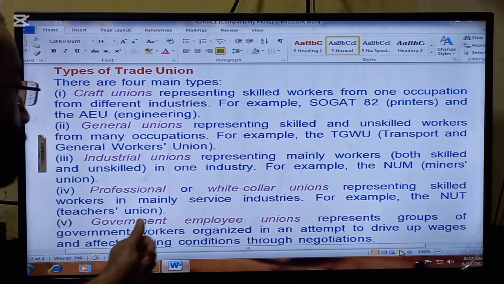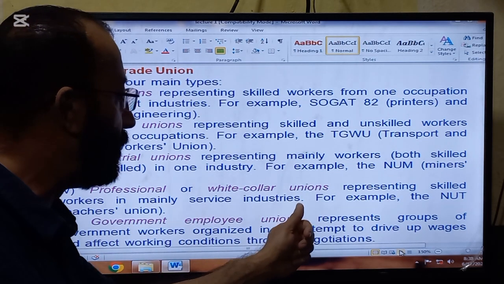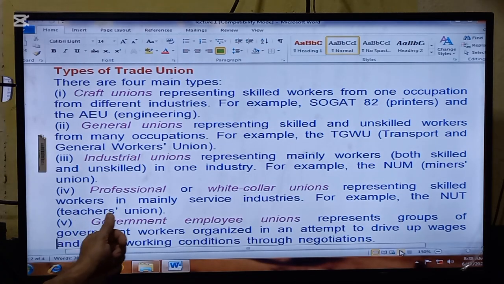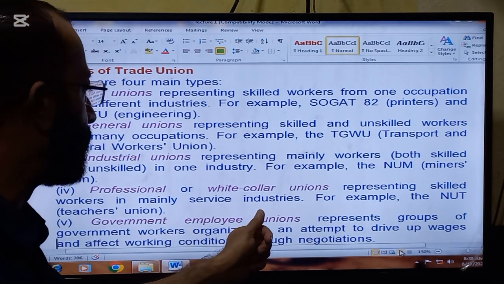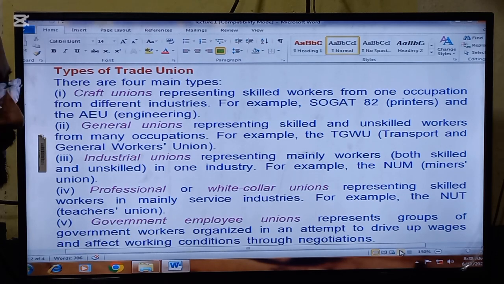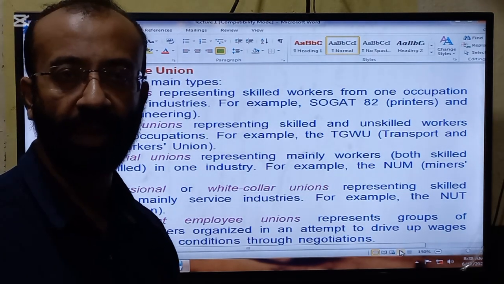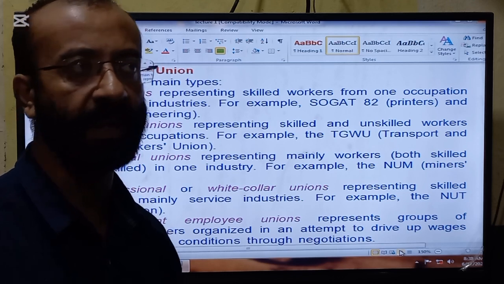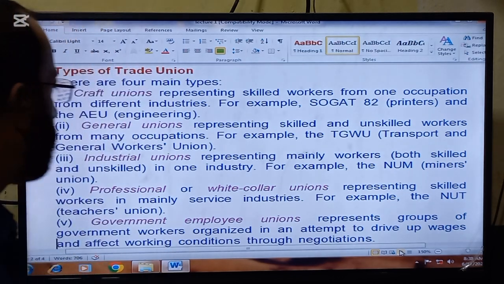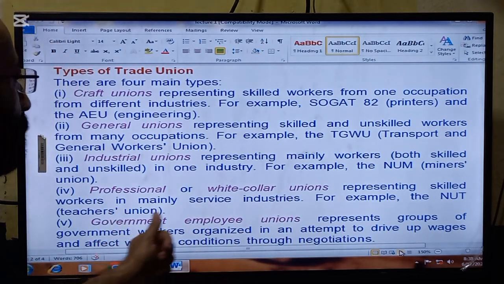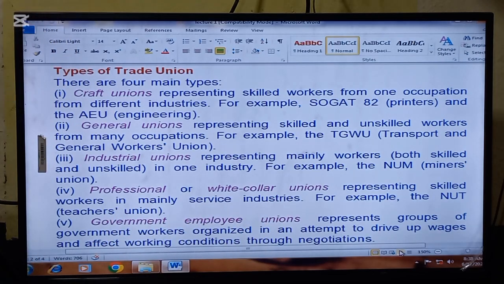Next is professional or white collar unions, representing skilled workers in mainly service industries. For example, the teachers union, engineers union, doctors union, pilots union. So these types of unions are called white collar unions or professional unions.